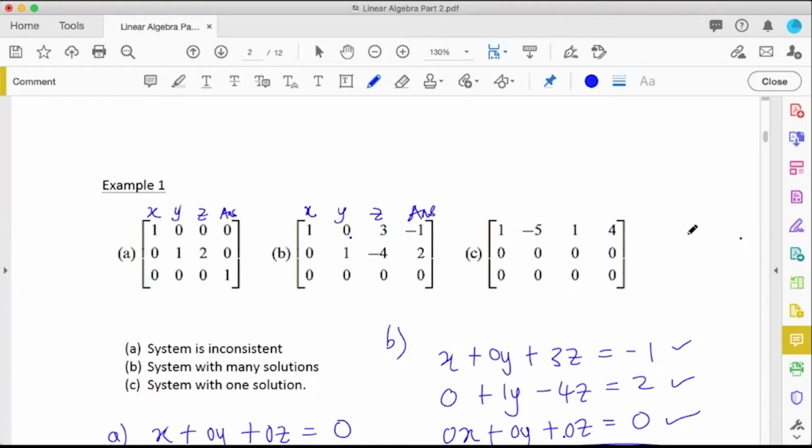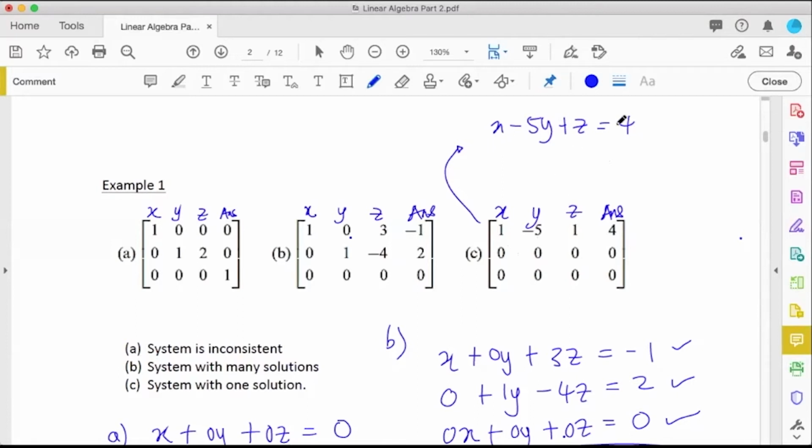Finally, we go to the example on matrix C. Again, the first column we can put as x, followed by y, z, and the column where we have the answers. If we put that into linear equation form, we get x minus 5y plus z equal to 4. The rest of the equations are 0, so we don't need to write them.